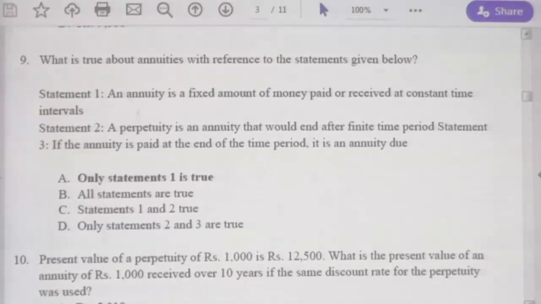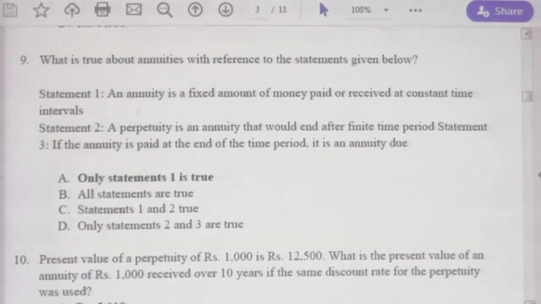Statement number 1: an annuity is a fixed amount of money paid or receivable at constant time intervals. Statement 2: a perpetuity is an annuity that would end after a finite period. No, a perpetuity is a single value going up to infinity, that is, no end. And statement 3: if the annuity is paid at the end of the time period, it is an annuity due. Now, what is the correct statement?